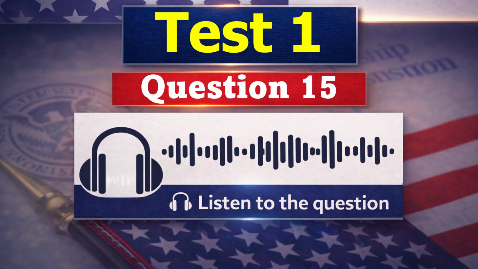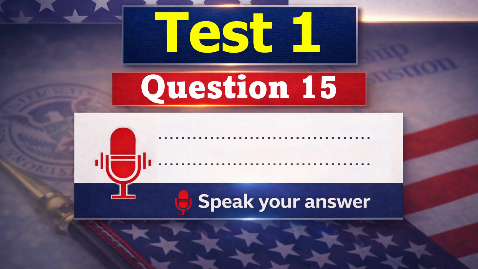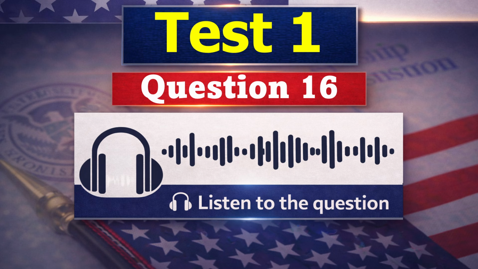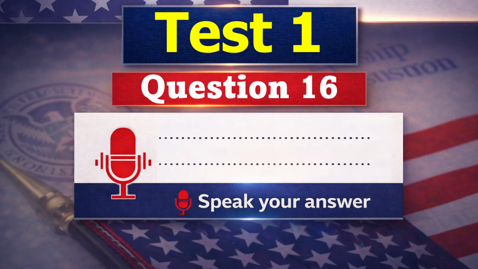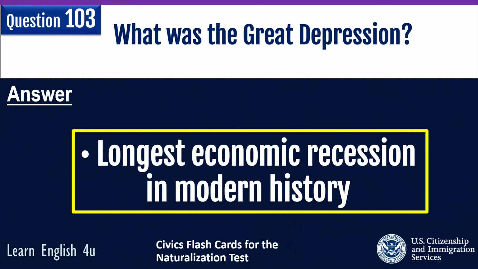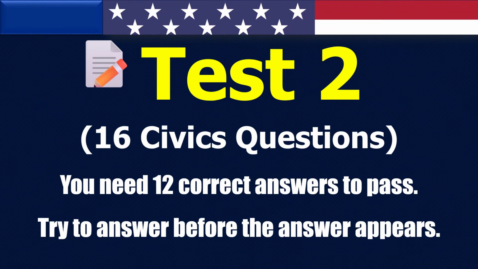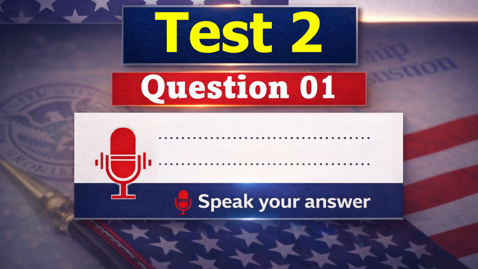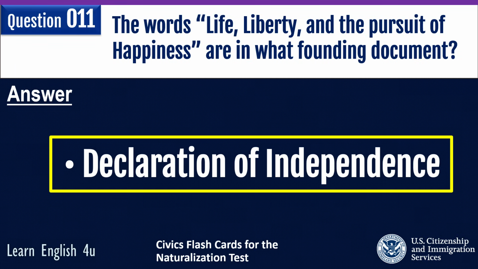Name one war fought by the United States in the 1900s. World War I. What was the Great Depression? Longest economic recession in modern history. The words life, liberty, and the pursuit of happiness are in what founding document? Declaration of Independence.